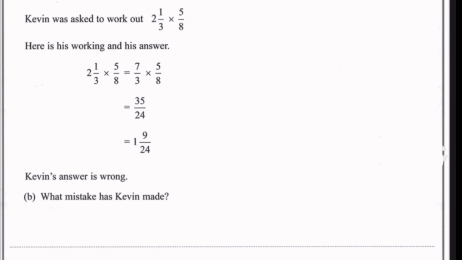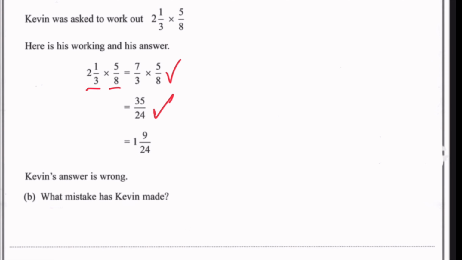Where he went wrong. So he started here, 2 1/3 times 5/8. Nothing wrong with that. He then converts 2 1/3 into an improper fraction. It looks like he's done that fine. 2 would convert to 6/3, add the 1/3 on, that's 7/3, and he multiplies that by 5/8. So no issues with this line. Everything is done as we would expect. Then he does 7 times 5 for the numerator, which gives us 35. 3 times 8 gives us 24 as the denominator. So this line looks okay as well.